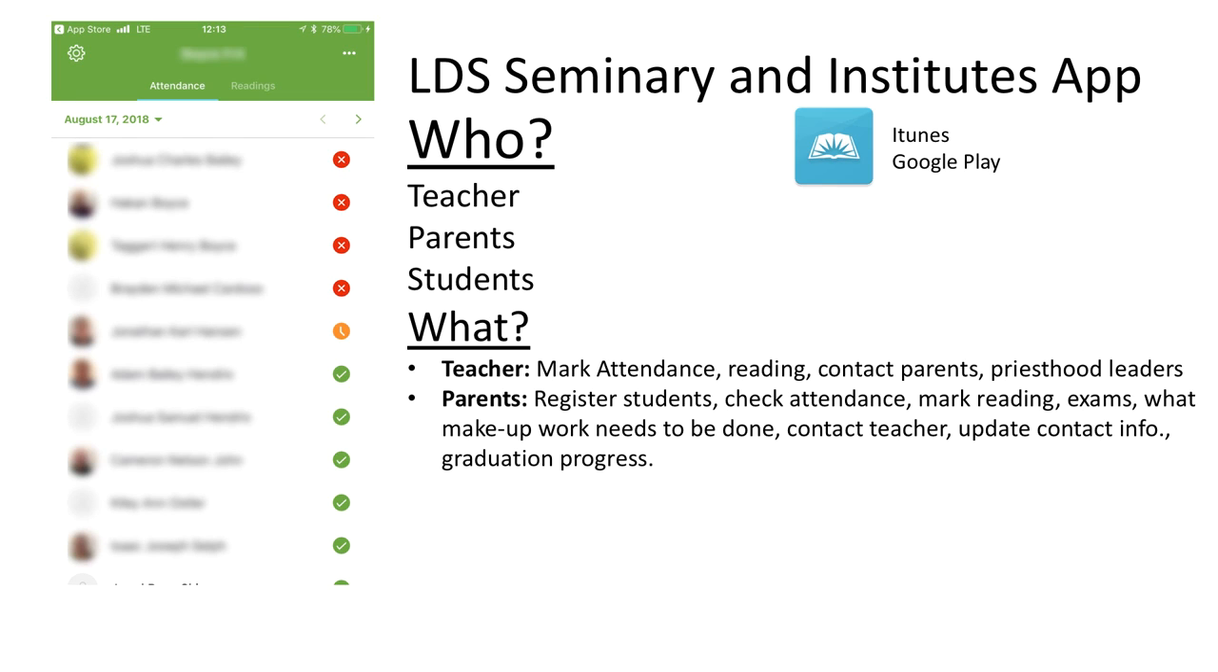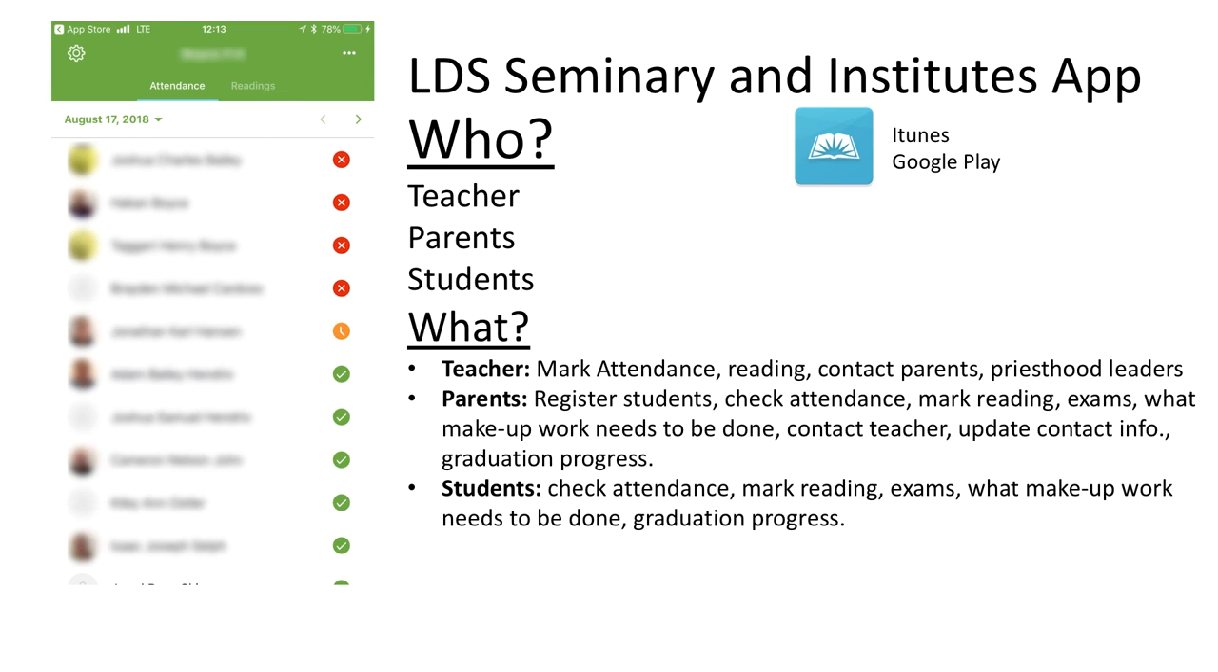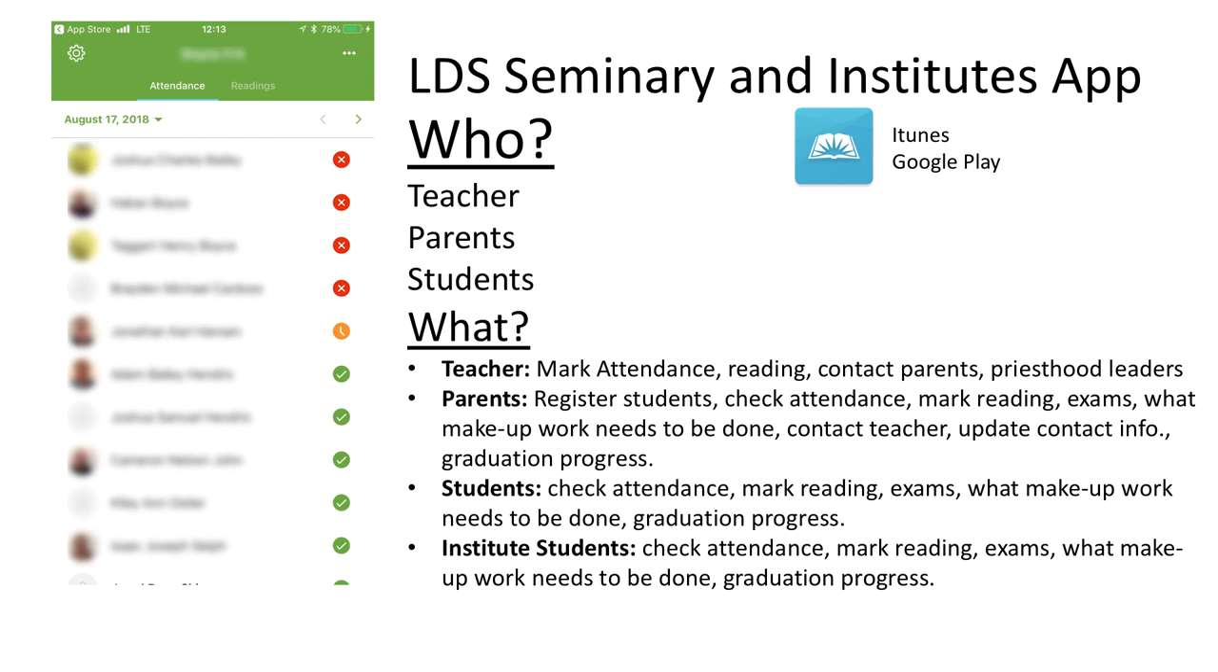For parents, they can register their own students, they can check attendance, mark reading, check assessment scores, see what makeup work needs to be done, be able to contact the teacher and update their own contact information and check on graduation progress of their own students. For students, they check attendance, they mark their own reading, check assessment scores, and see what makeup work needs to be done along with their graduation progress. This one also works for institute students. They can check their own attendance and track progress towards those things.